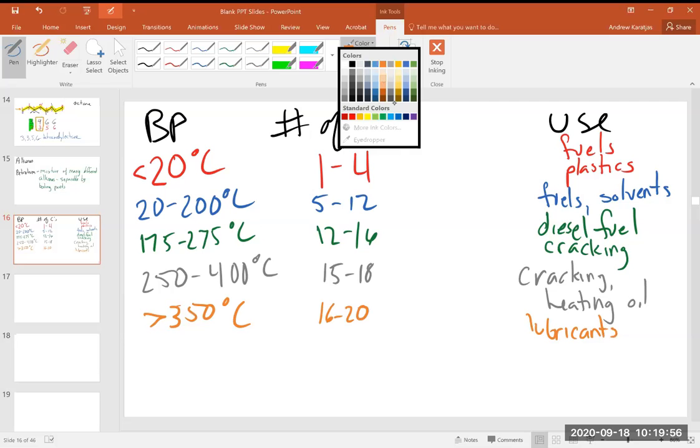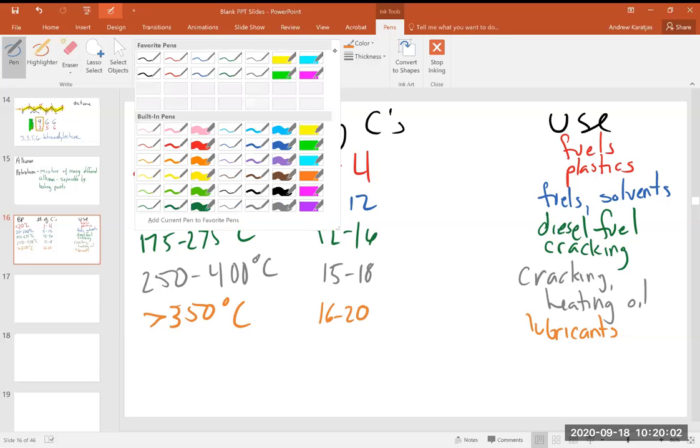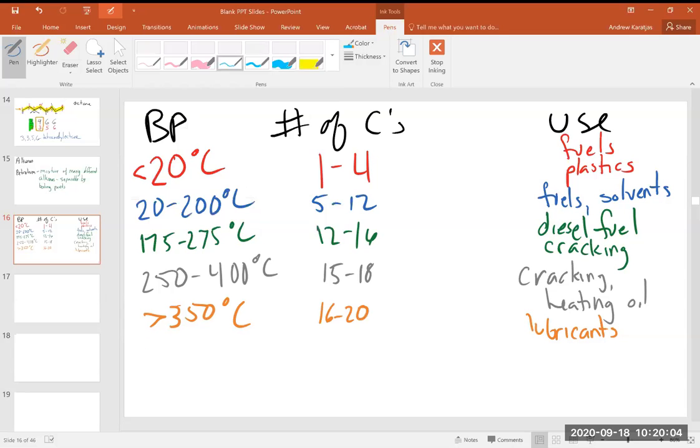Now that doesn't mean we're done, because there is stuff that's even higher boiling, and really won't boil easily. So we just refer to that as the leftover residue. Generally, these are compounds containing more than 20 carbons. Most common use is that's how we make asphalt, is from that leftover residue.